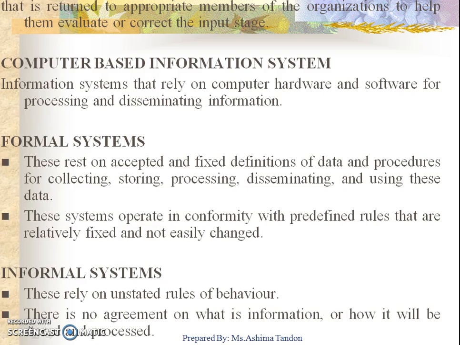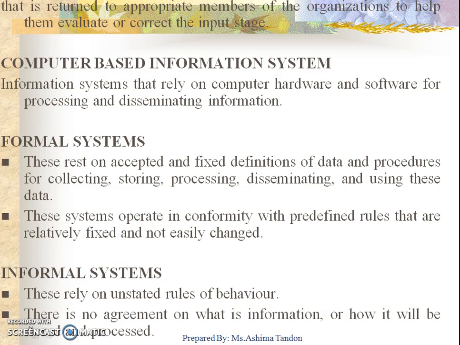Some other terms which we must be aware of are CBIS, that is Computer Based Information System. Then we have the formal system and the informal system. Talking about the Computer Based Information System, the systems that rely on computer hardware and software for processing and disseminating information are known as computer-based information systems. That means the computer here is a facilitator which facilitates the job of an information system.